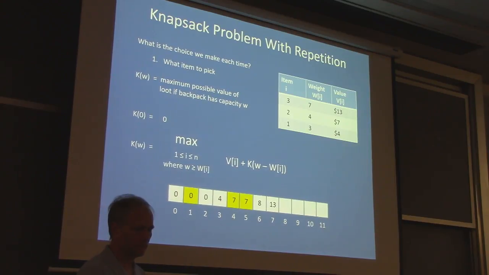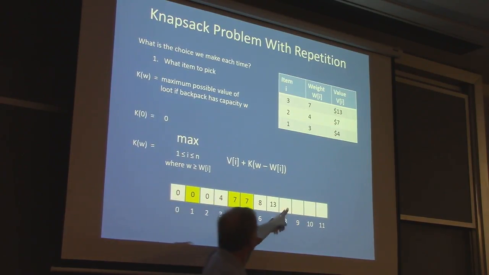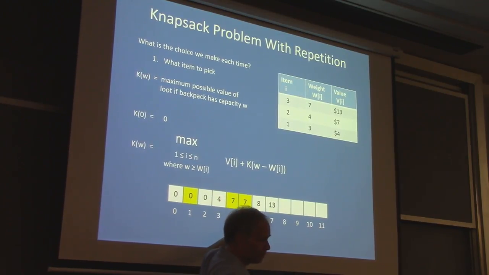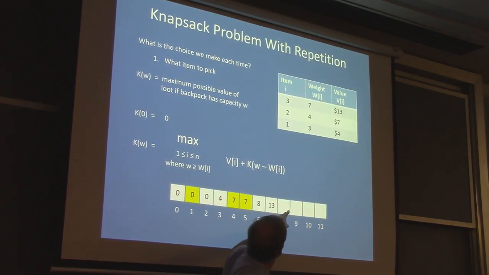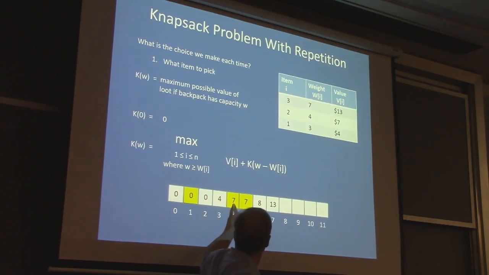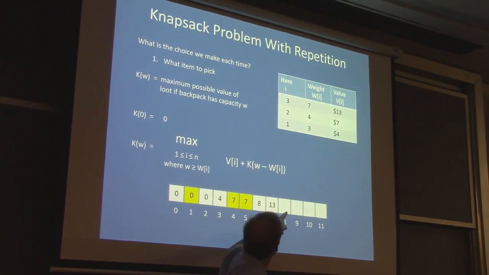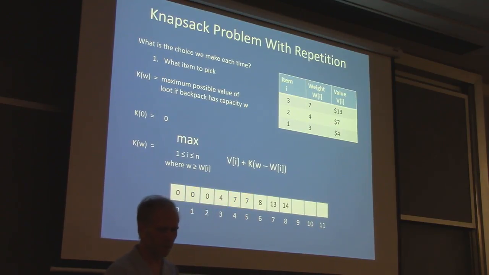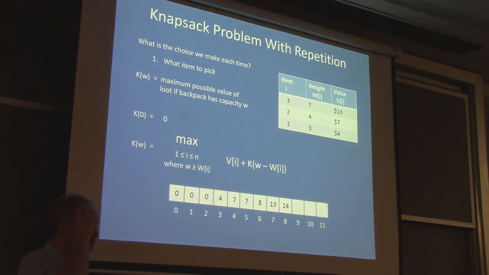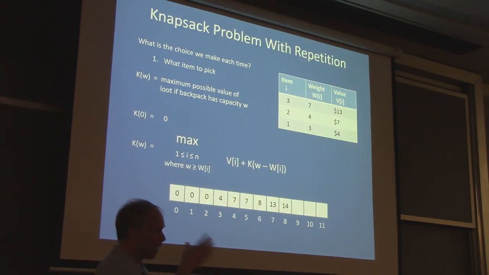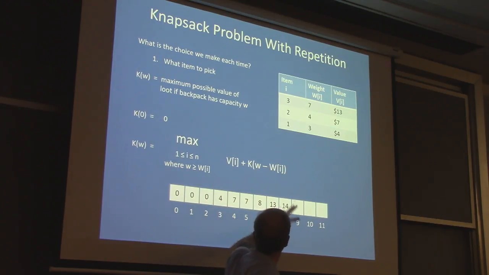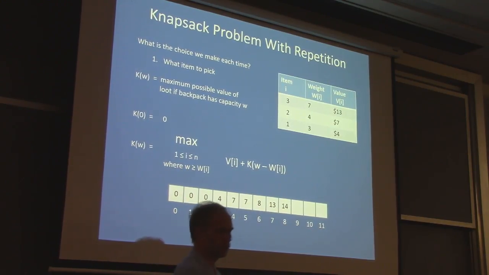This next one is going to be 4 plus 7, which is 11. It's going to be 7 plus 7, which is 14. And it's going to be 13 plus 0. So we want the 14. So to fill in this box, we just take the max of 3 things. And the things we're taking the max of is always going to be the value of an item plus the best we can do with the remaining space, which is back here.